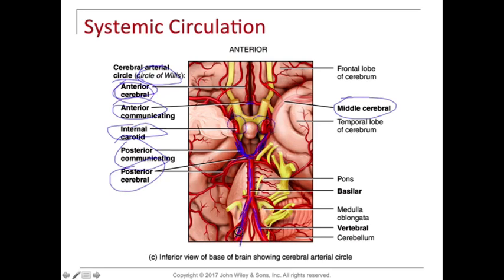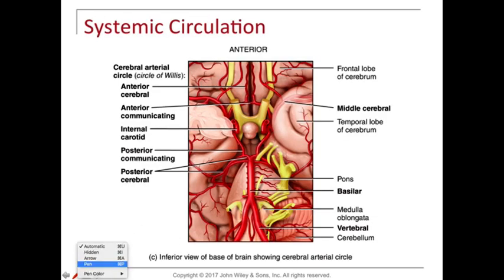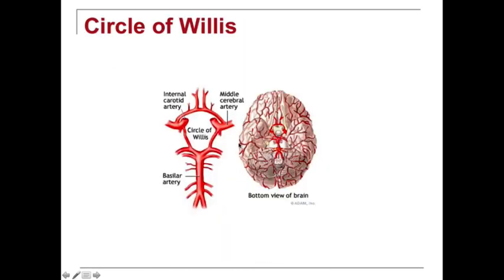So if this vertebral artery here, let me get the pen back on. If this one starts to get blocked, well, we still have a way of getting up this way. If this one gets blocked, well, we still have a way of getting up through here. That's what it looks like from underneath.